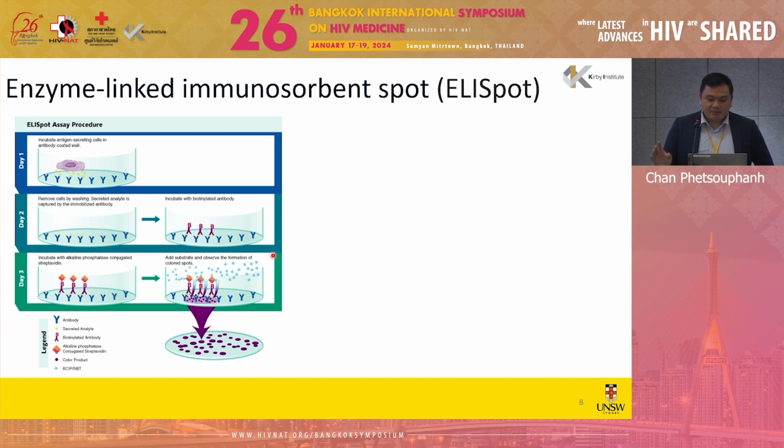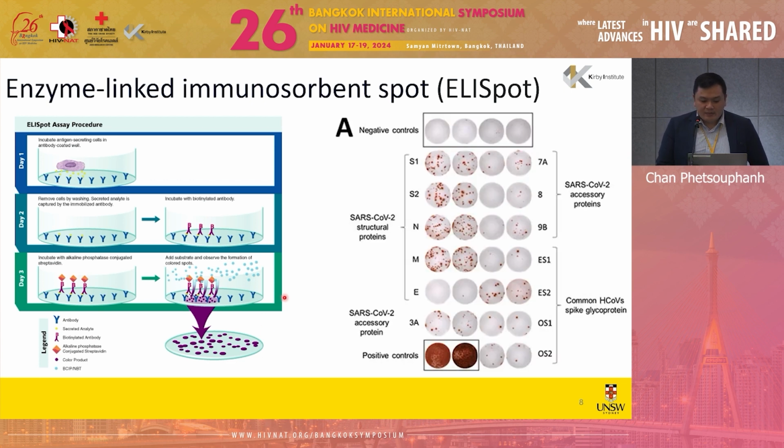You add in a secondary antibody with biotin, and then streptavidin with an enzyme that breaks down the substrate, and it causes a color formation, which you then visualize on an ELISpot reader as spots. And the readout is generally spot forming units per 1 million cells. And this figure on the right shows you a typical ELISpot readout.